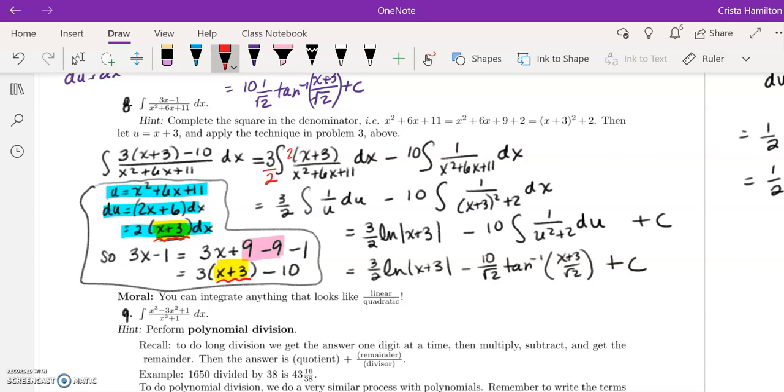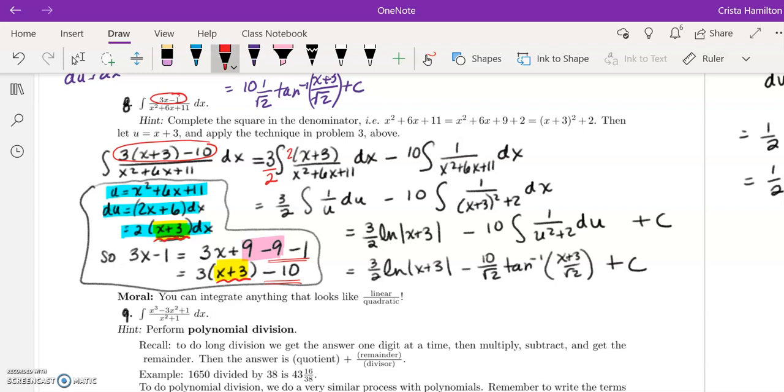So I did plus 9 so that I could factor the 3 out and get the x plus 3. And then, of course, I just combined these two last terms together to get this minus 10. So that's what I did: I took out the 3x minus 1 and replaced it with this algebraically equivalent numerator that was in a way better form for what I wanted to do.